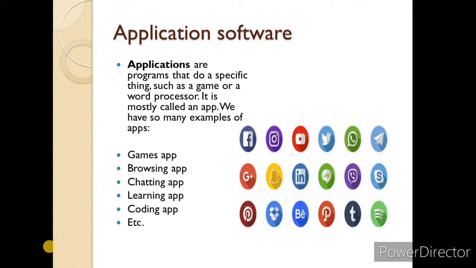Some examples of these apps are your game apps, like your Talking Tom, your Temple Run, your football game, and so on and so forth. You have your browsing apps, like your Chrome, your UC Browser, your Mozilla Firefox, Safari. We also have your chatting apps, like the ones we are seeing on our screen now. From the icon, we have the Facebook app. We have Instagram, we have the Twitter app, WhatsApp, Skype, Snapchat. There are so many apps that we can see there.